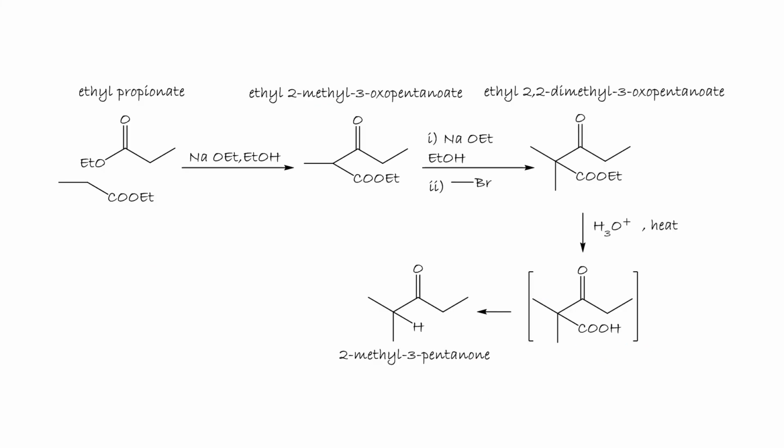Well, starting with ethyl propionate, sodium ethoxide, ethanol, you get the Claisen product. You treat that with ethoxide, you get the enolate, which you alkylate with methyl bromide to form this species. Then acid hydrolysis of the ester to the carboxylic acid. Upon heating, you lose CO2, and you get the target molecule, 2-methyl-3-pentanone.